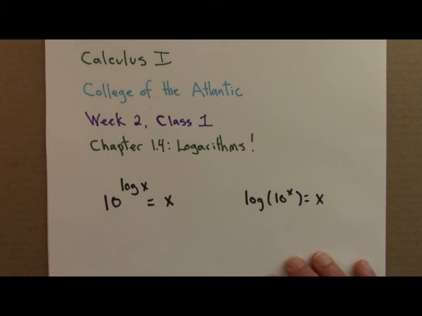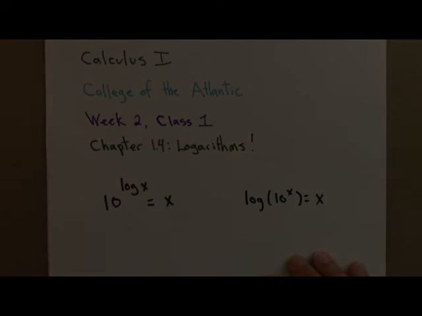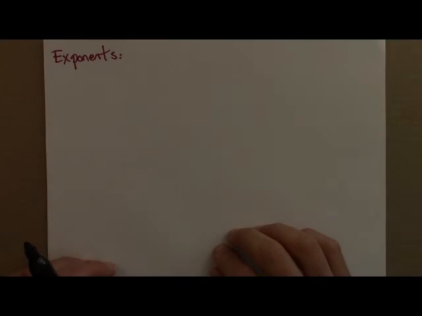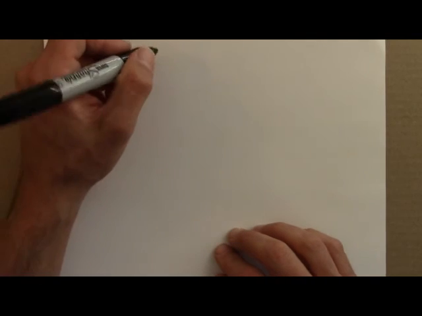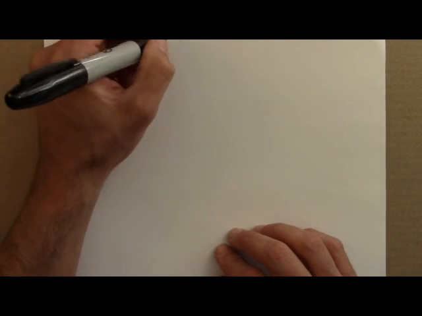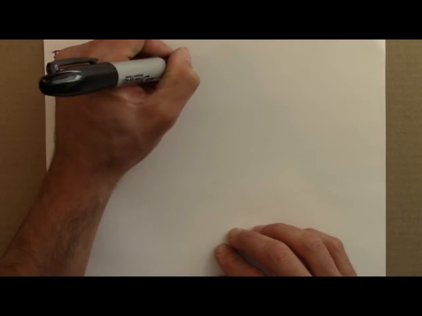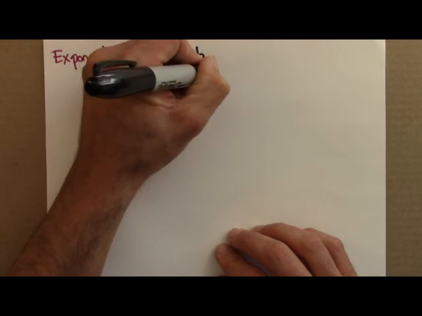So I'm going to do two properties. And for each one, I'll begin by talking about the exponent property, and then we'll use that exponent property to derive one of the log properties. So let's start with an exponent property. What if we have something like this, 10 to the a times 10 to the b?